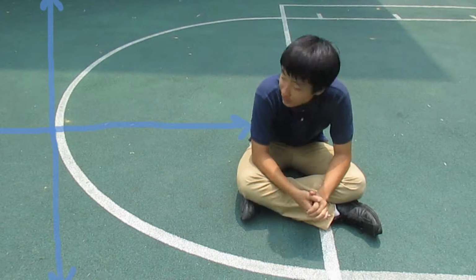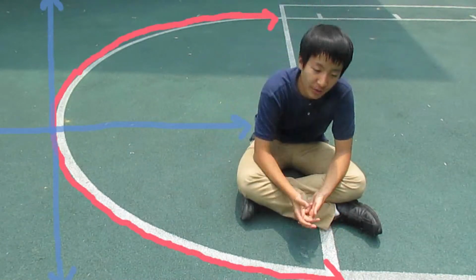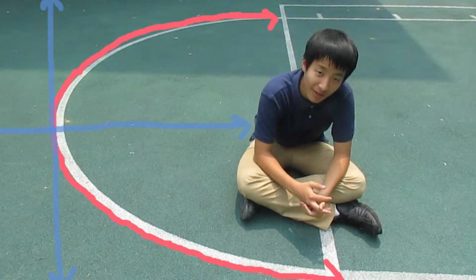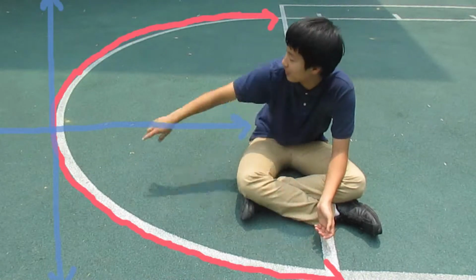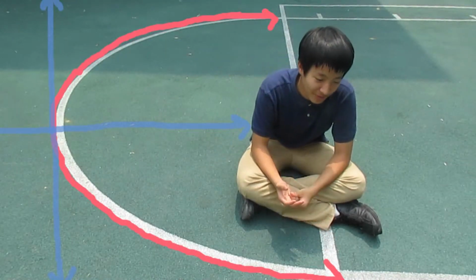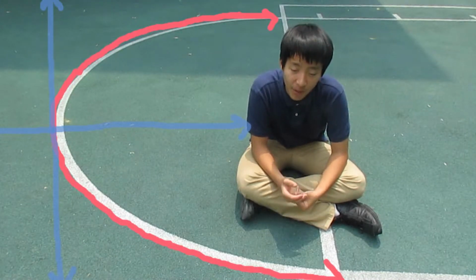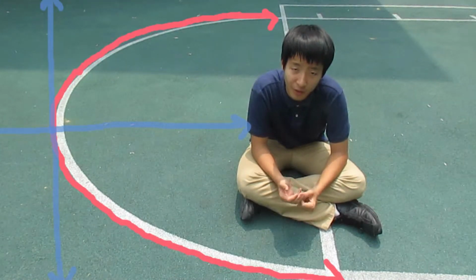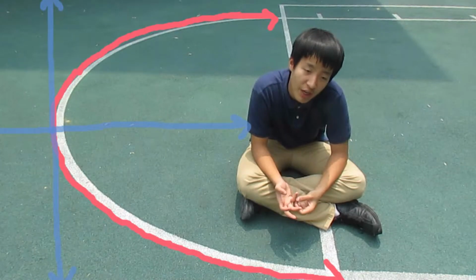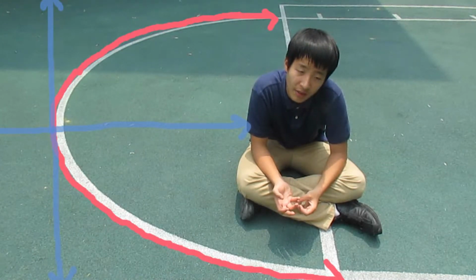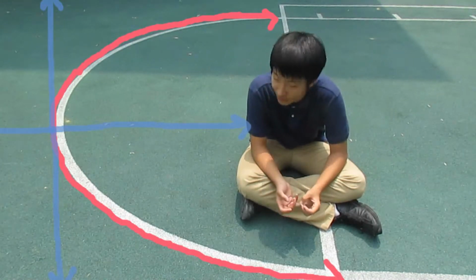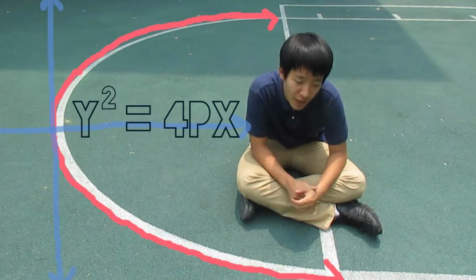This parabola right here is different from all the past 3 examples. You know why? Because this one goes sideways. Not up and down, it goes sideways. Sideways parabolas are different because they have different equations. Up and down parabolas, aka vertical parabolas, have the equation x squared equals 4py. Sideways parabolas, such as this one, have the equation y squared equals 4px.